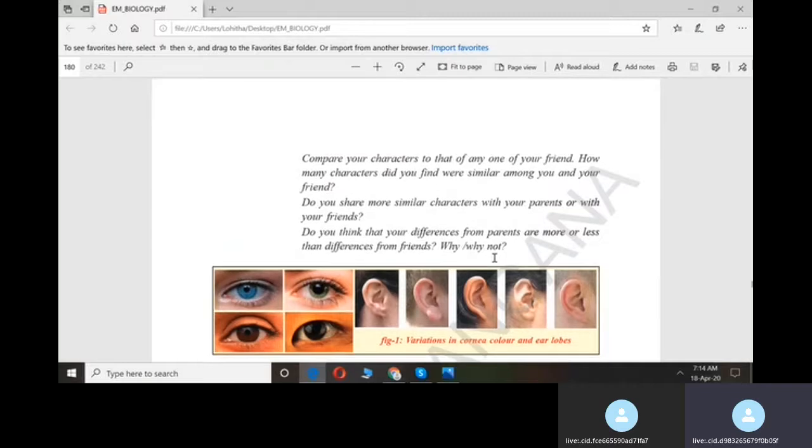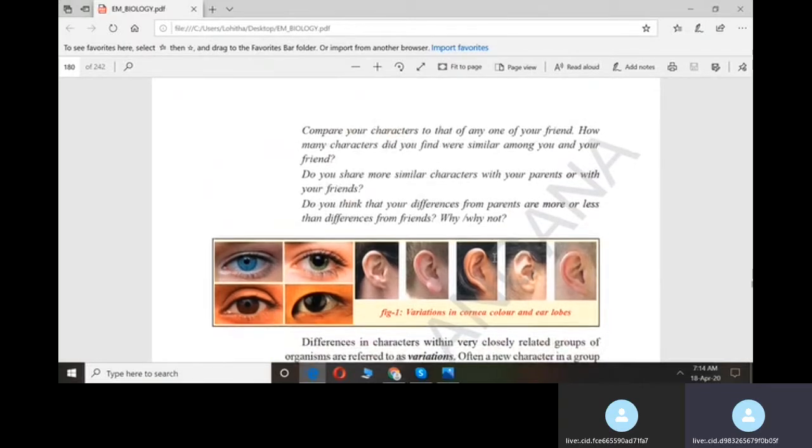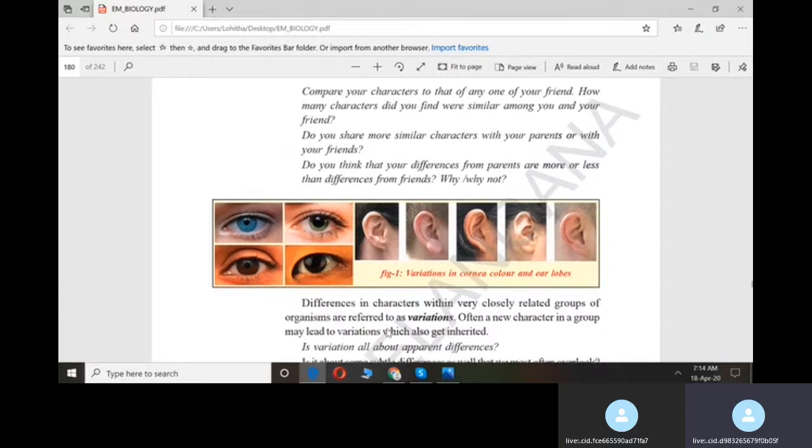Okay, understand? You can see the picture. You can see the different eyes, and how different friends' earlobes are attached. Just now we have understood variations. Variations in cornea color or earlobe. This is cornea color. Some are white eyes, and black eyes, and how this is looking. These are the variations. Okay, let us move.